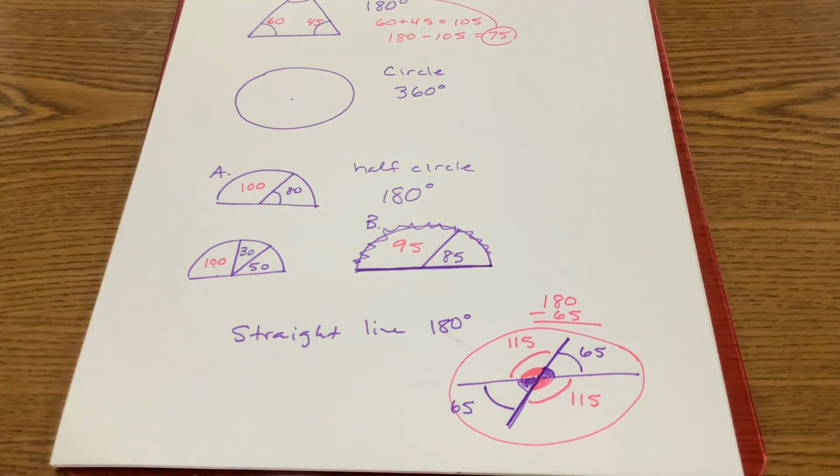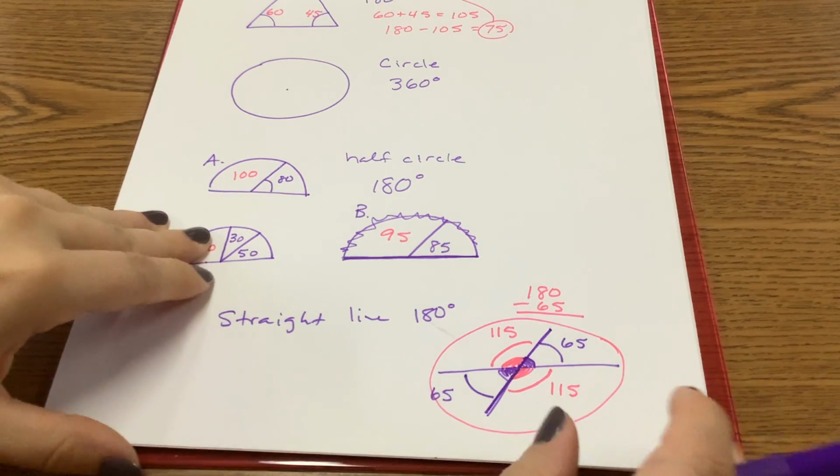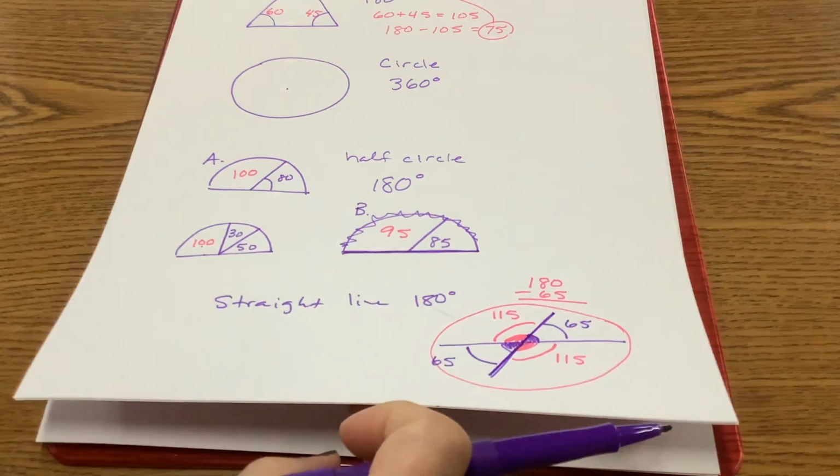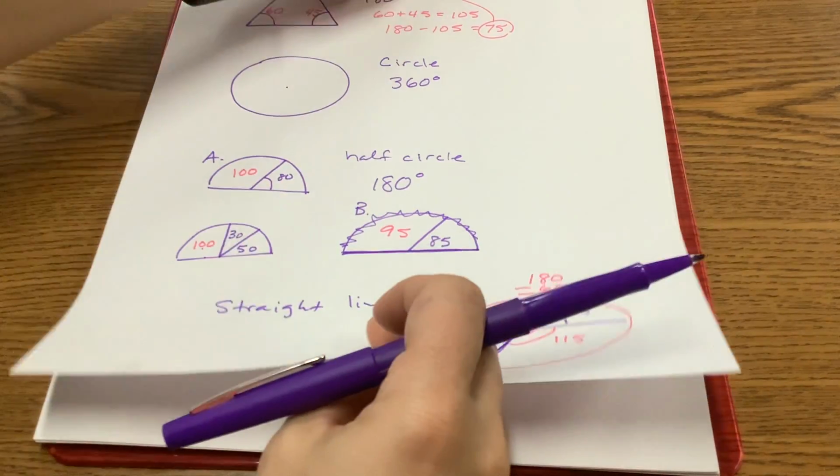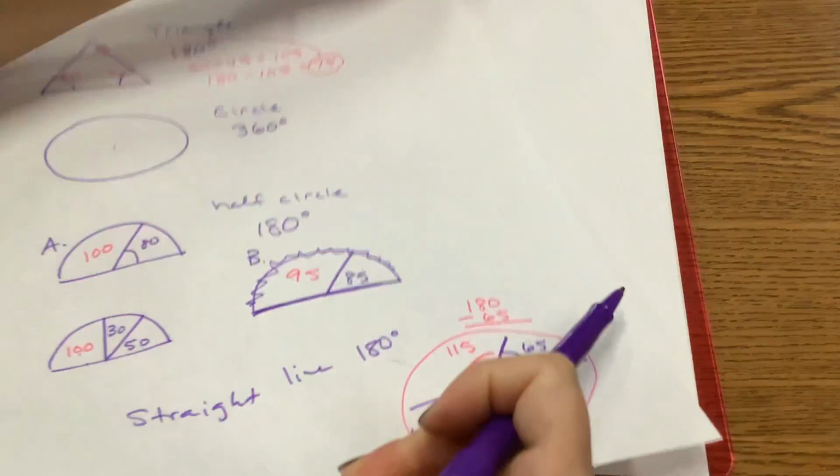Okay? Now, how many of you know what a parallel line is? What is a parallel line? What does it mean to you? A straight line. Parallel lines are always straight.